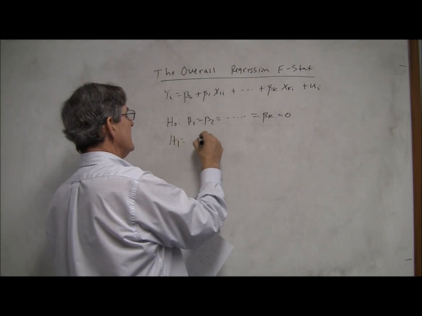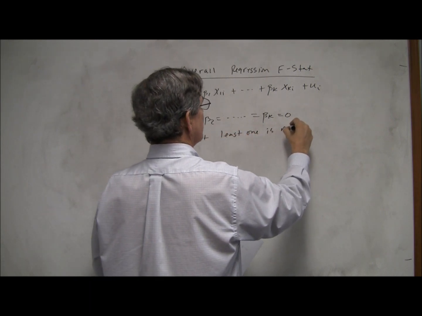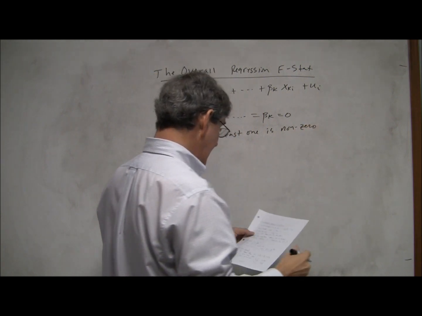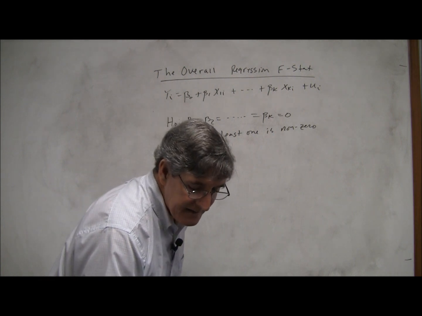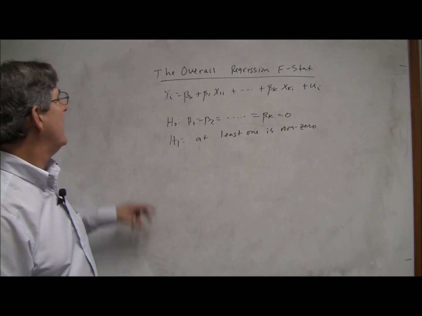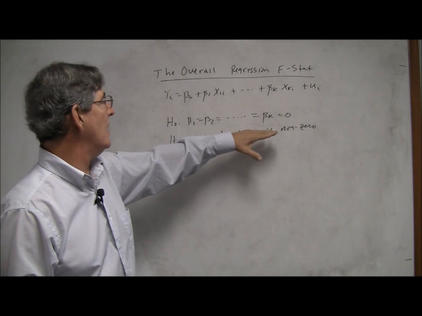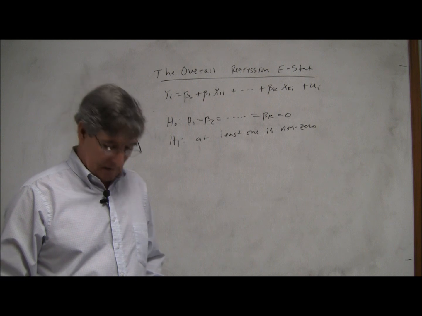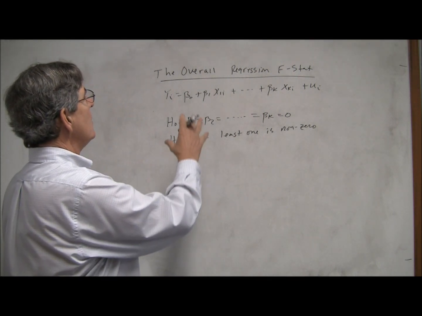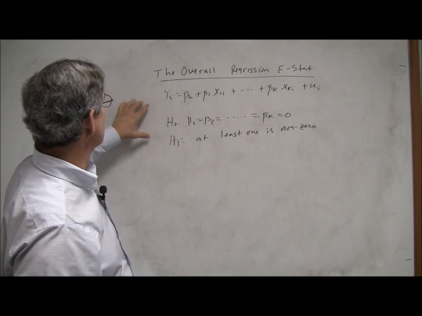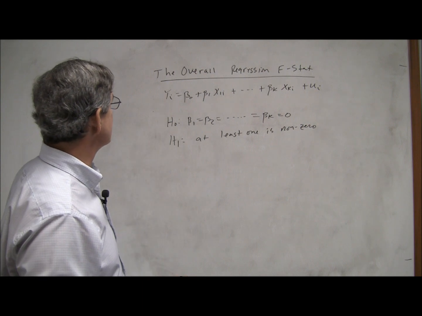The alternative is at least one is non-zero. So you're jointly testing, you're asking, do the x's as a group help to explain y? If the answer is no, it's probably not a very good model. As a group, your x's are doing nothing to help you explain y. So a lot of packages spit this out just as part of the normal output. So they'll give you an overall F statistic.